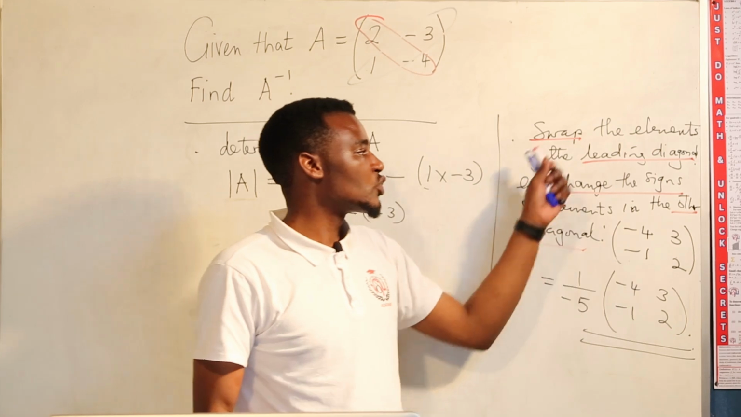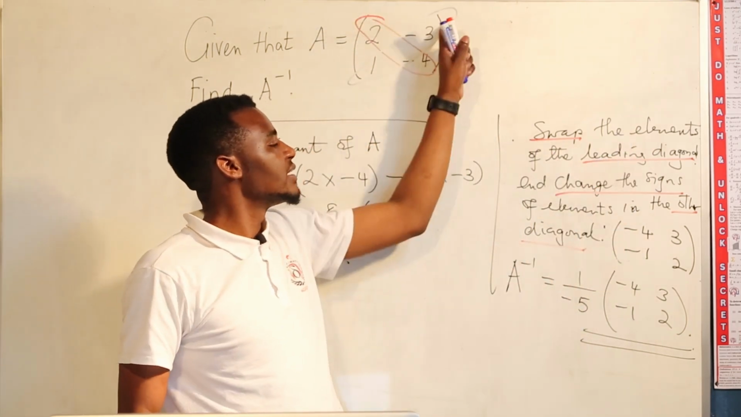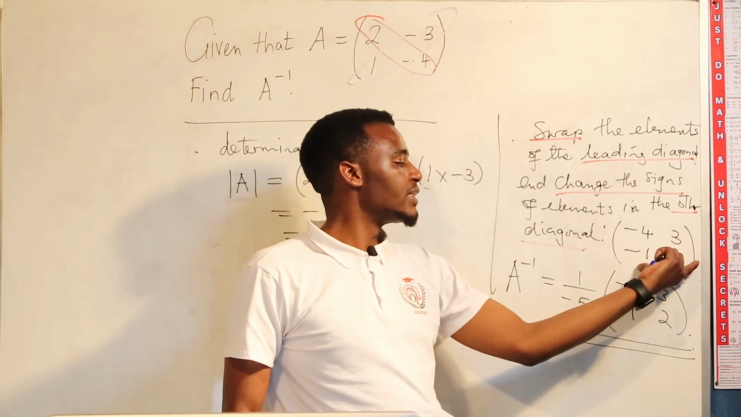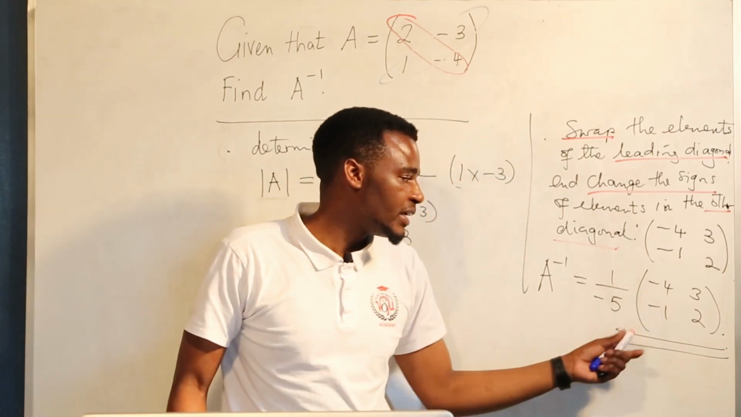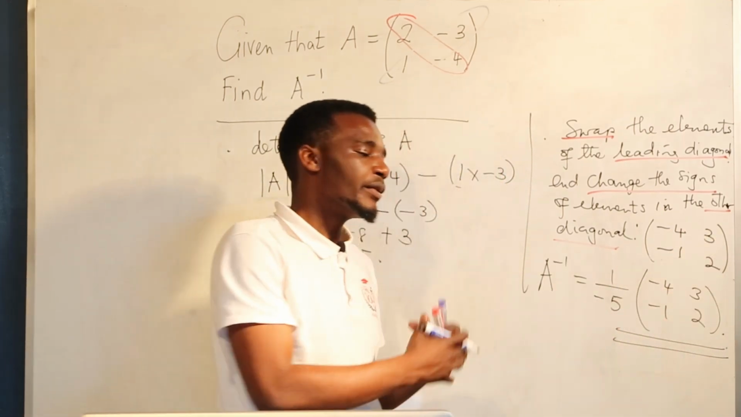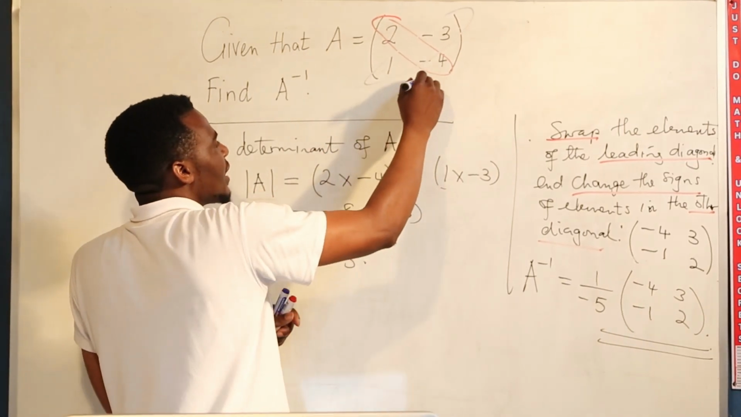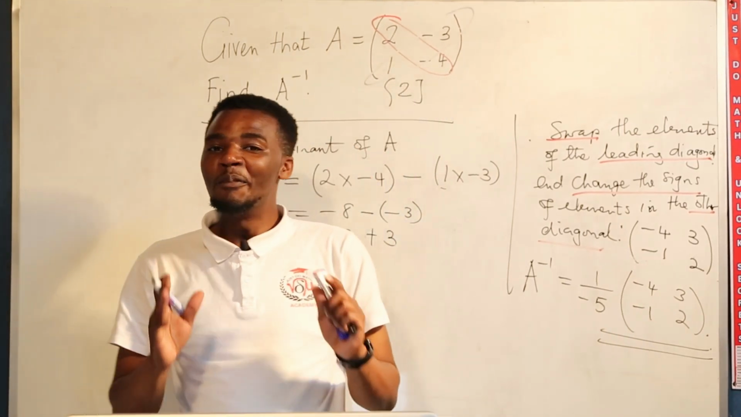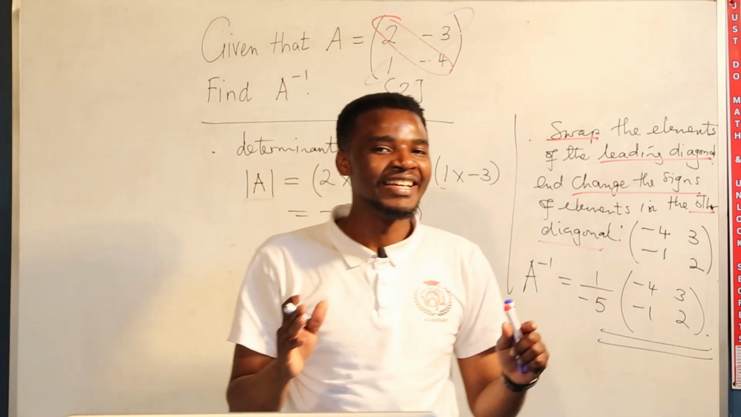Step number 2, simple and straightforward. You have to swap the elements of the leading diagonal. Simply swap, don't do anything else, and then change the signs of the other diagonal. Then you get the result. And after that, write down the solution: 1 over determinant times that result, and you get all the marks. Normally, if you see this in the exam, it comes with 2 marks. I hope and trust you understand how exactly the inverse of a 2 by 2 matrix is calculated.